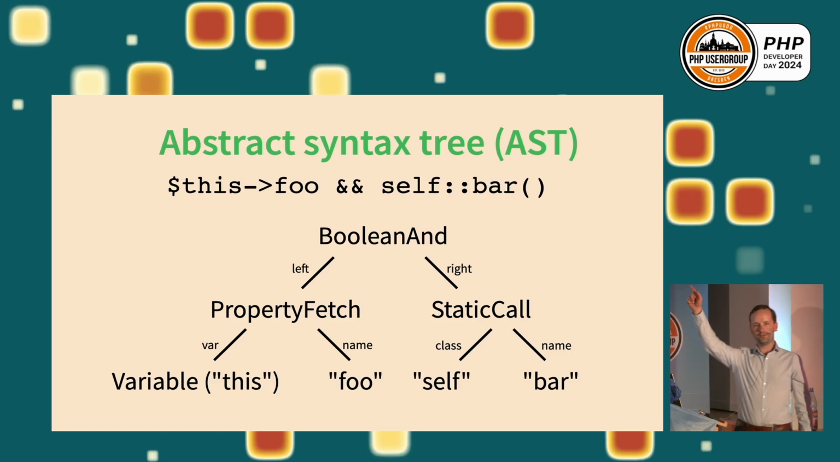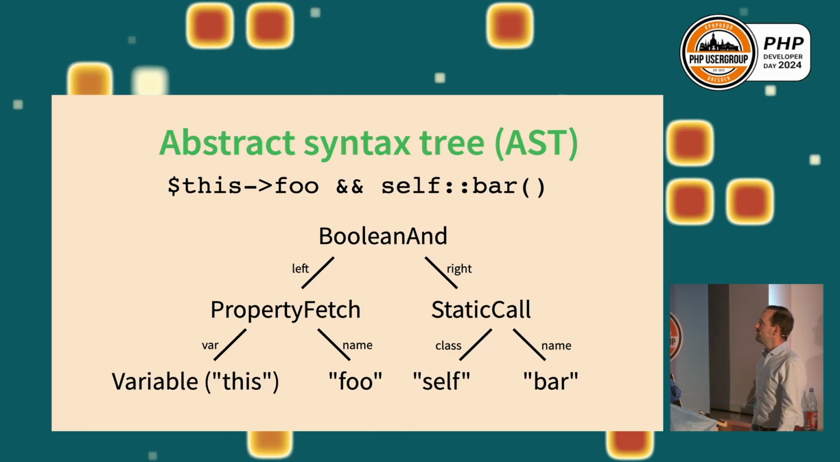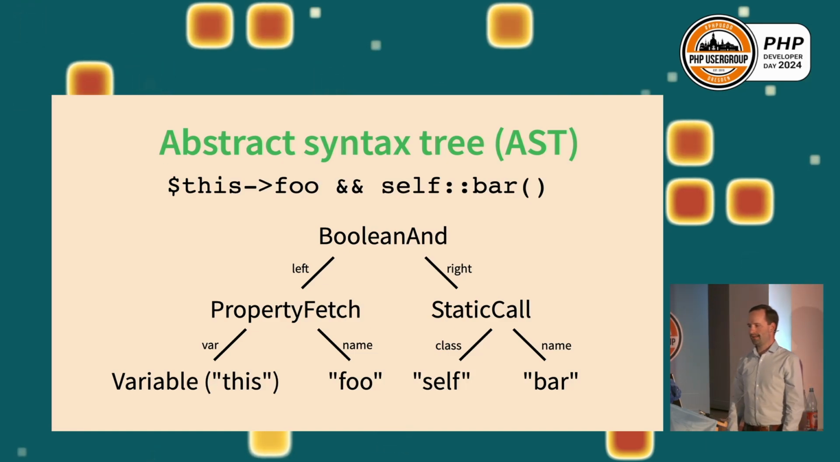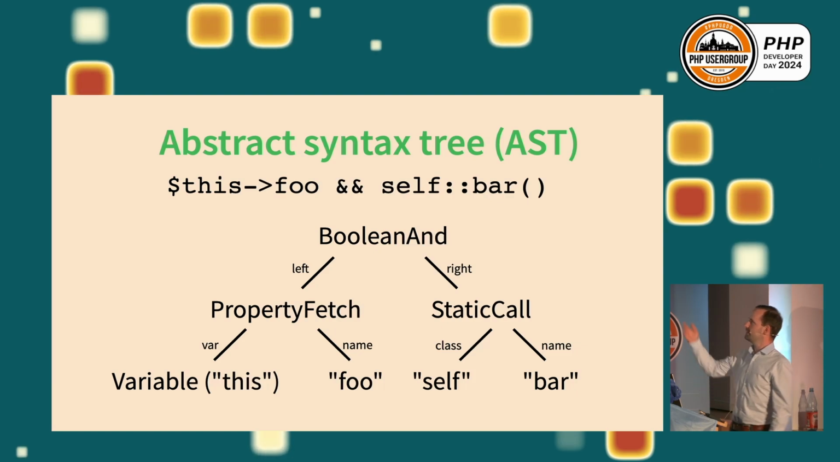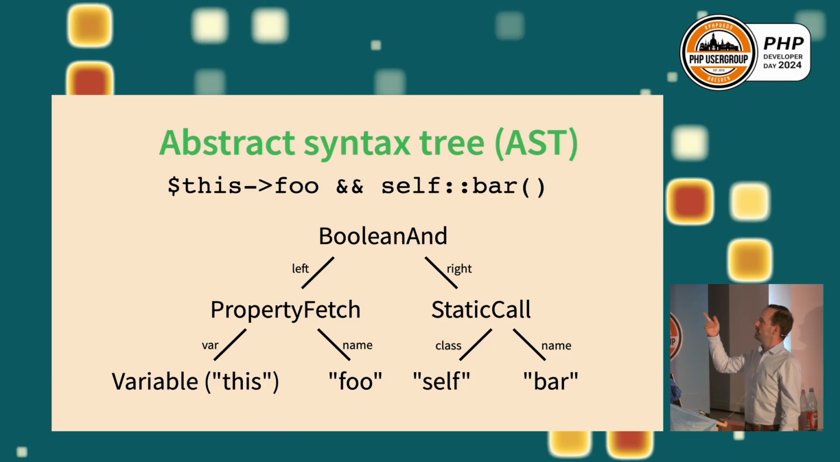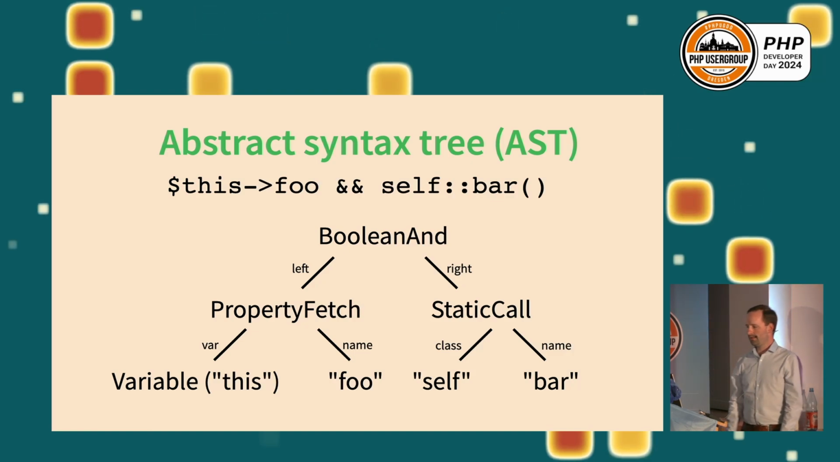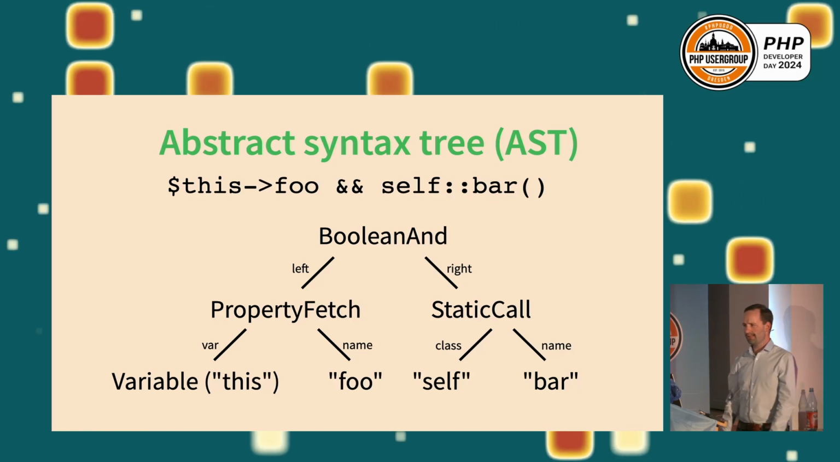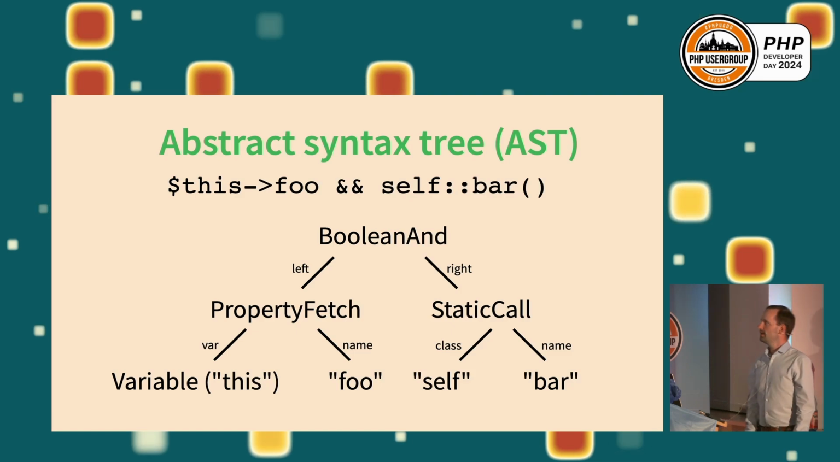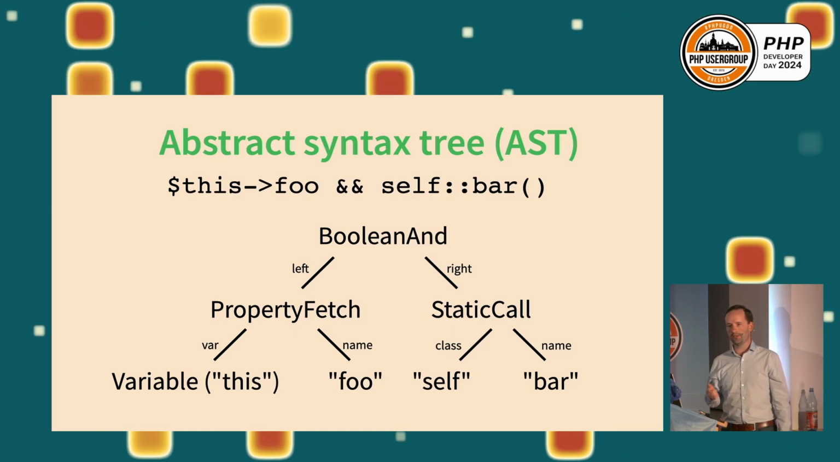Who has heard of this concept? OK, awesome. A lot of hands are up. And the idea is that we are looking at source code. So in this case, we have a property fetch and calling a static method on self. And the parser that is responsible for parsing this code parses this code and creates an object-like structure.